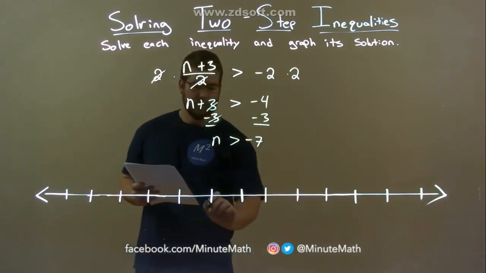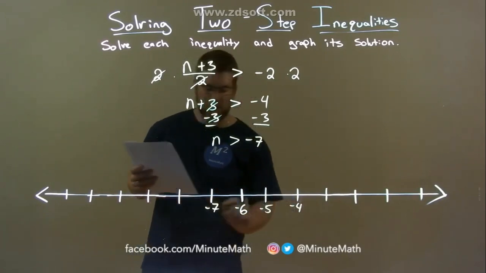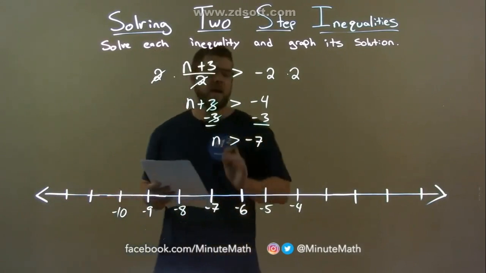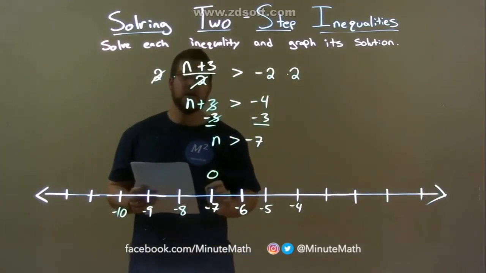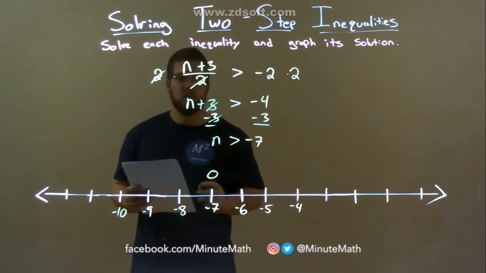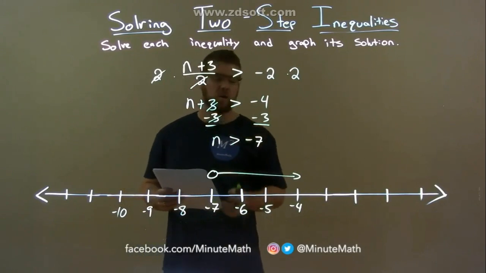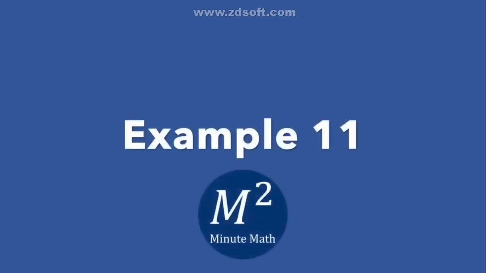So let's graph it. Negative 7 here, and then we have negative 6, negative 5, negative 4, and negative 8, negative 9, negative 10. n is not equal to negative 7, so that means we have an open circle here at negative 7. n is greater than negative 7, so the arrow goes to the right. And there we have it. Our graph matches our final answer. n is greater than negative 7.